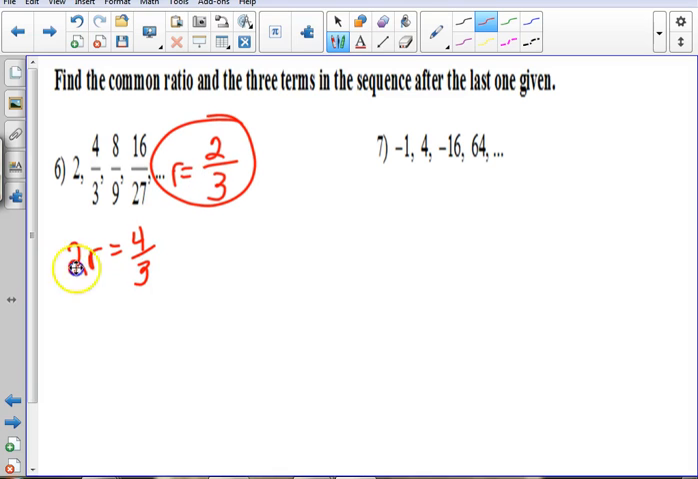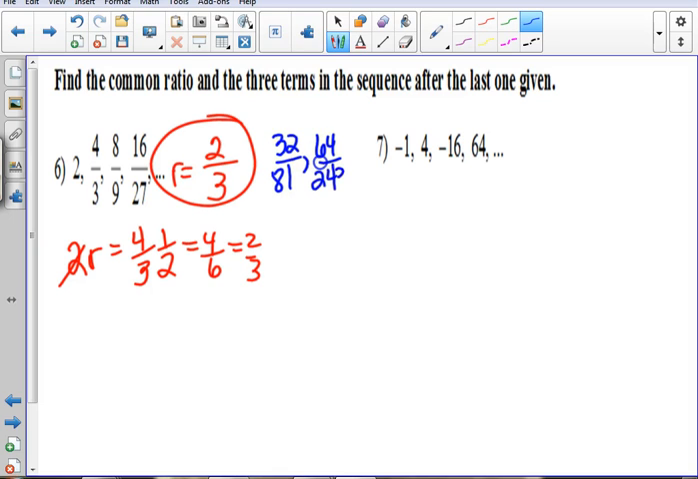Okay, if I were to solve this equation that I wrote here, we would get rid of this by taking half. So we'd get 4/6 or 2/3. Find the next three terms. So what's the next three terms? 32 over 81 sounds right. That's lovely.